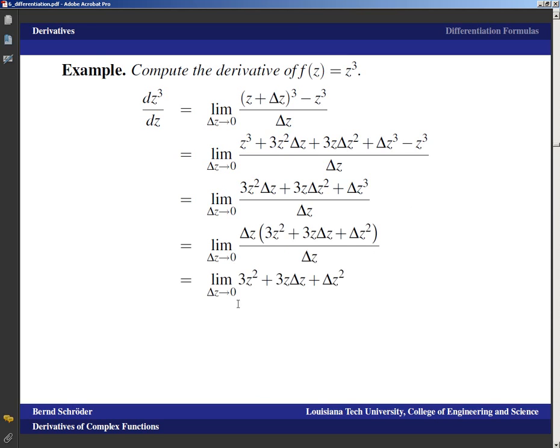Now we can cancel the delta z, and then with delta z going to 0, of course, only the 3z squared here survives, and so the derivative is 3z squared, which should not be a surprise, because that's what the derivative of x cubed is. It's 3x squared. And because the algebra and the limits all work the same way, and because this function in fact extends the function x cubed, which goes from R to R, to a function that goes from C to C, it would be extremely surprising if we got anything different than 3z squared here.